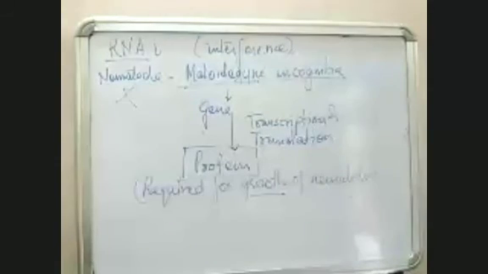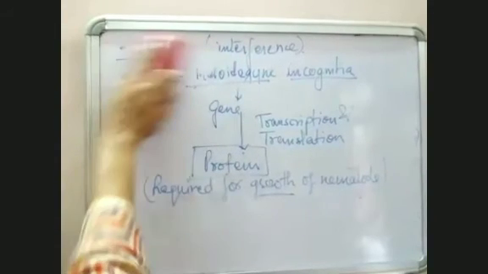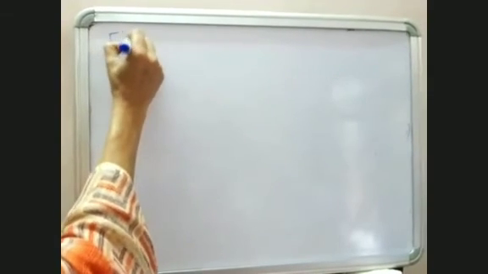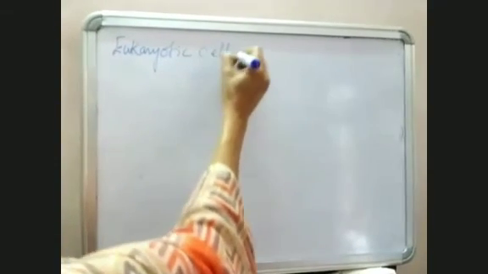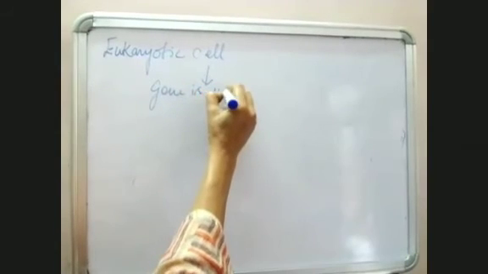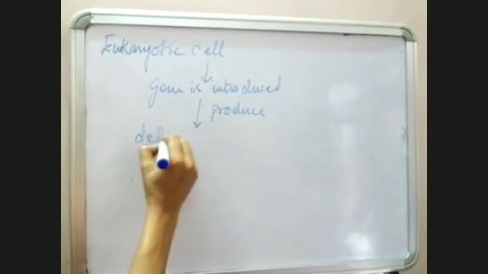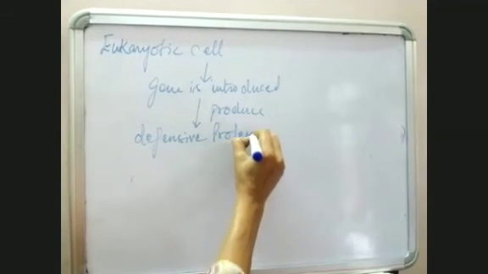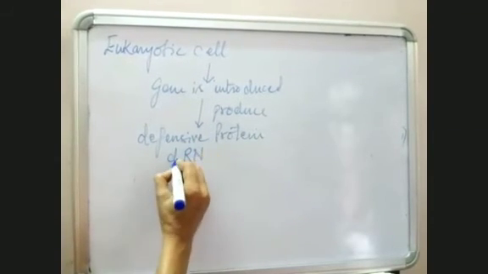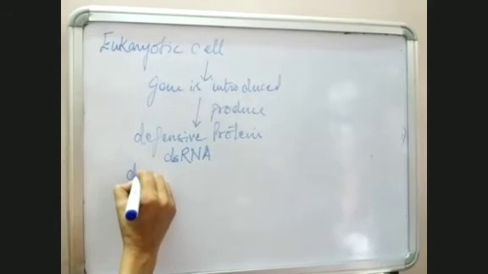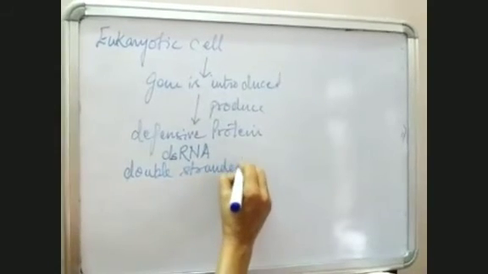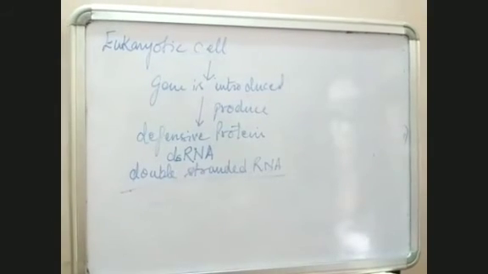Now there is a basic concept: in all eukaryotic cells, when any gene is introduced, they produce a defensive molecule, and that defensive molecule is known as dsRNA, that means double stranded RNA. This is what is produced, the double stranded RNA.